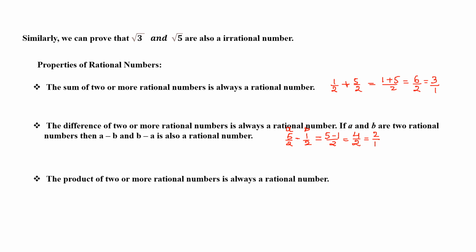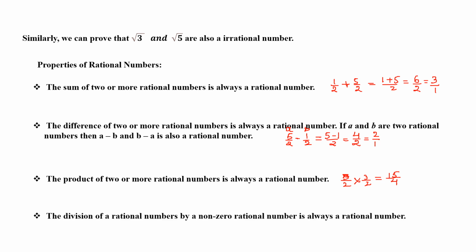The product of two or more rational numbers is always a rational number. So if I take two rational numbers, 5 by 2 and 3 by 2, and if I multiply, I am getting 15 by 4, which is again a rational number, right?